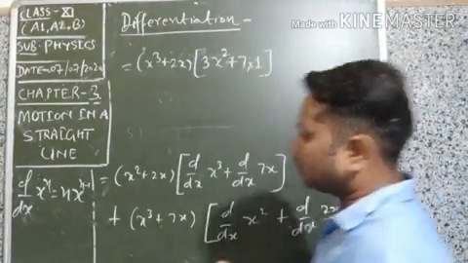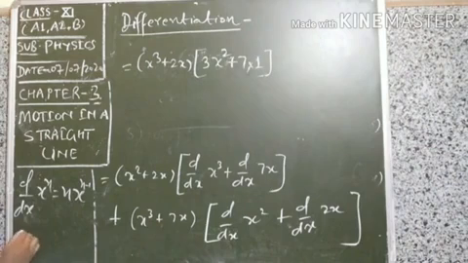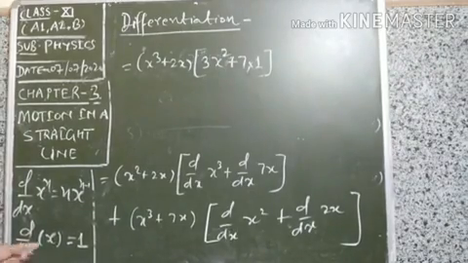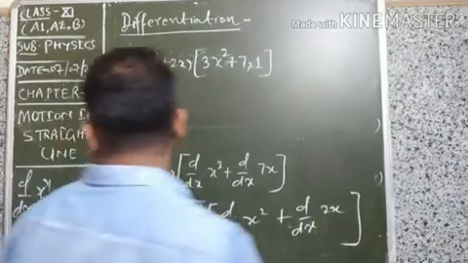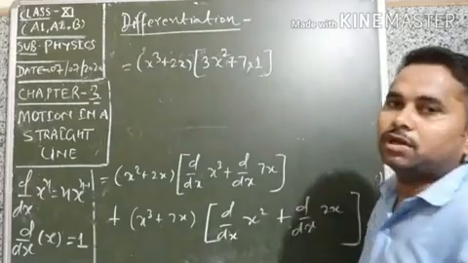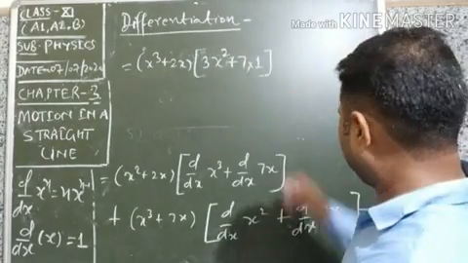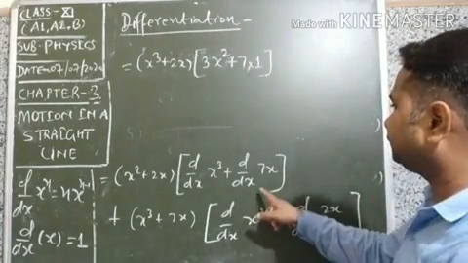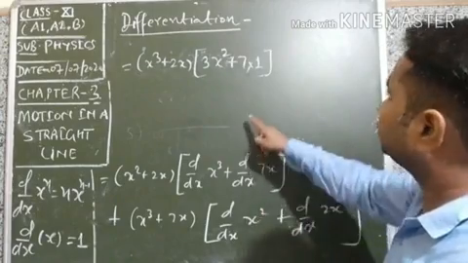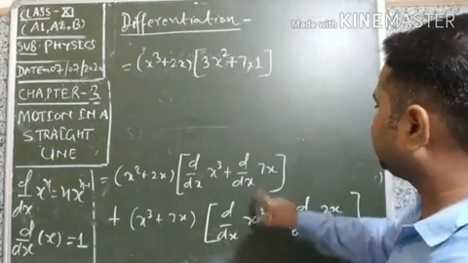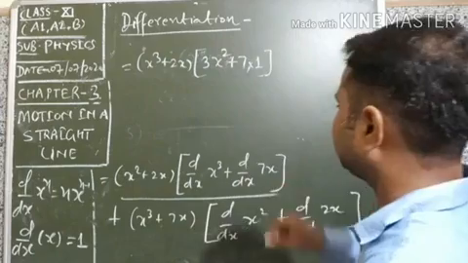So directly you can write one more formula: d dx of x equals 1. d dx of x is always 1, using this general formula. So now the next, this was the first term. Now the second part of the differentiation.